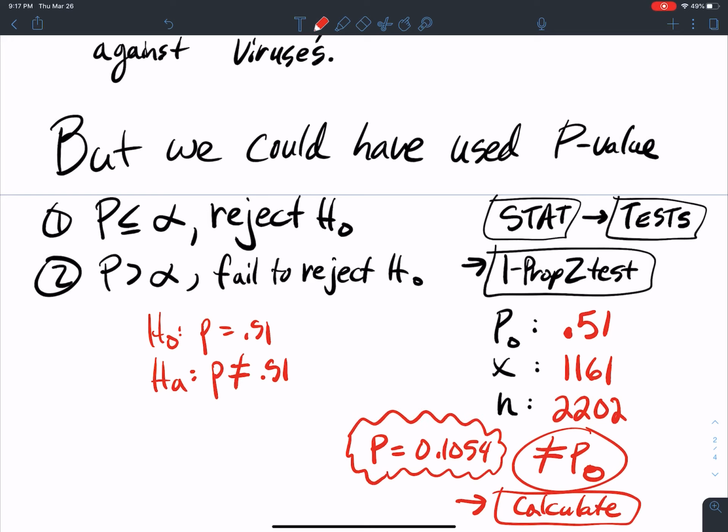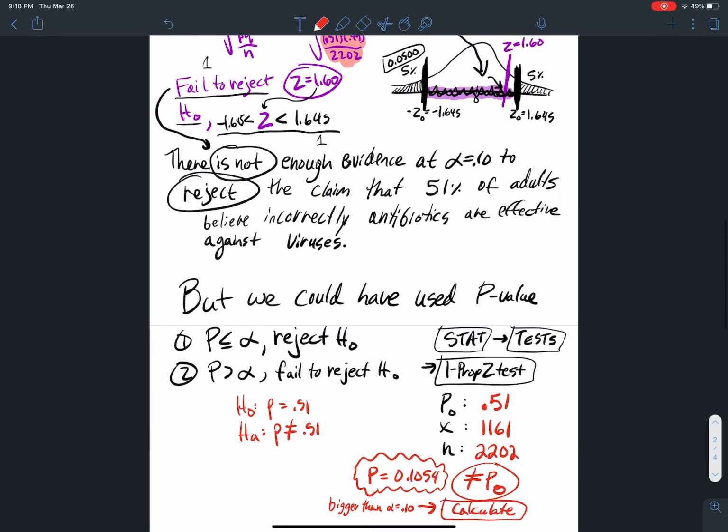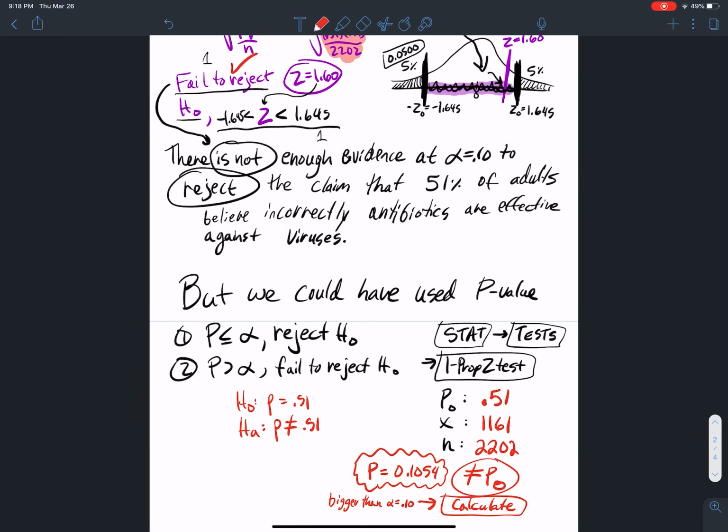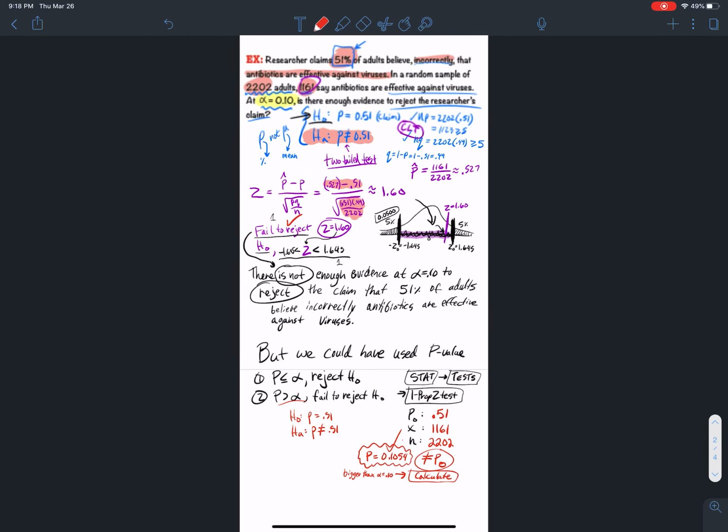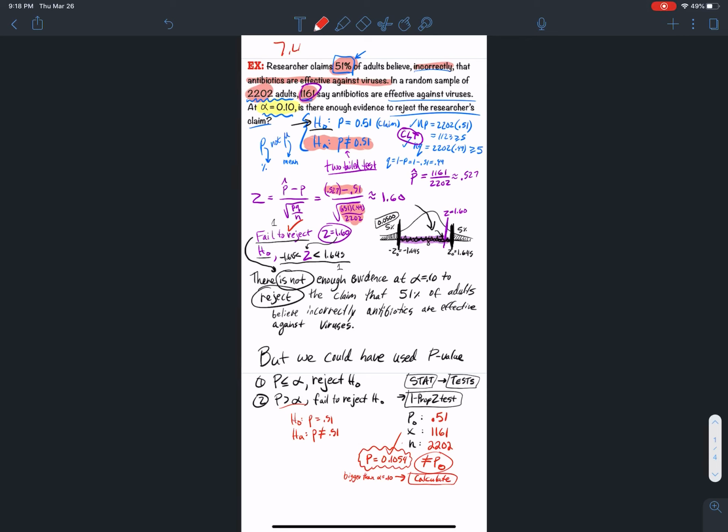Now, this p-value is bigger than alpha of 10%. Therefore, we come to the same conclusion that we did up here. We fail to reject. If the p is big, I fail to reject. That's what's going on there. Hopefully that will help you out when you are working through your problems in 7.4. Good luck.